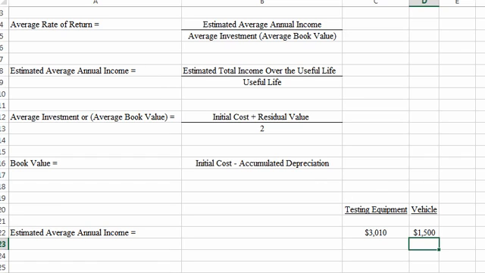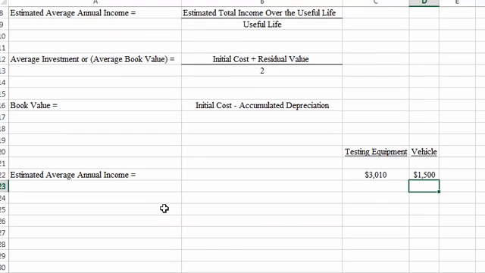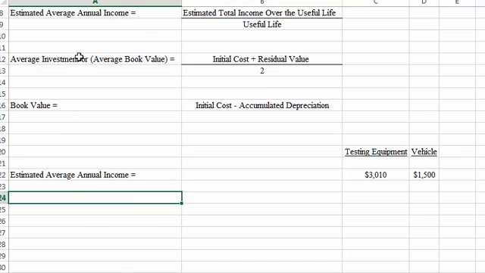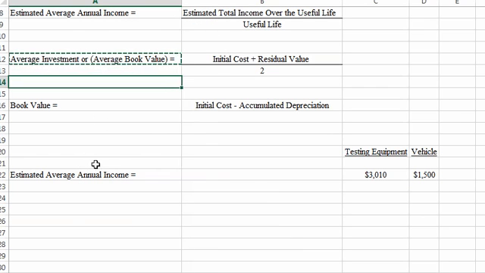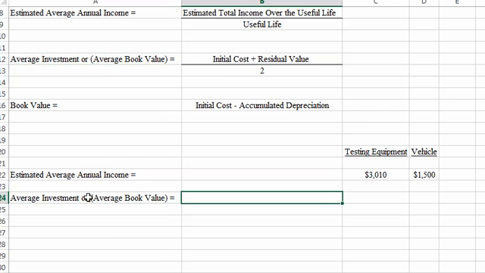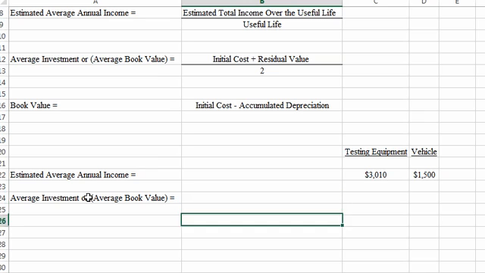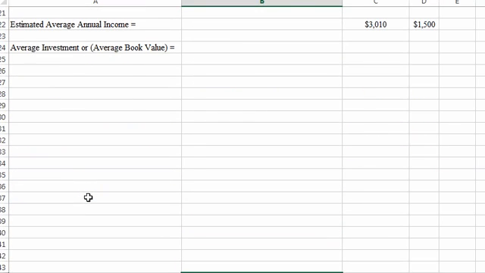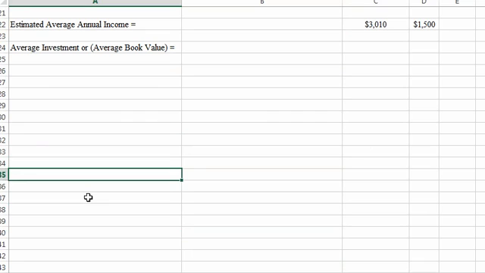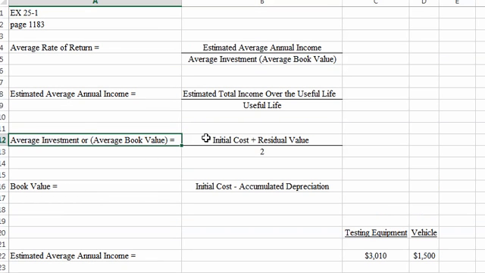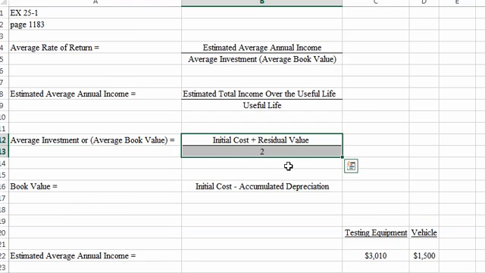All right, now we want to calculate the estimated average investment or average book value. Okay. Well, here it's as simple as taking initial cost plus residual value and dividing by 2. Well, let me show you why that would work. Let's drop down here for a second. To me, the formula here is a little bit confusing. Let me show you why that works.